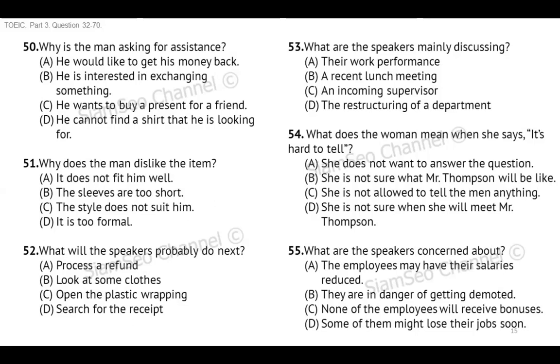Number 50. Why is the man asking for assistance? Number 51. Why does the man dislike the item? Number 52. What will the speakers probably do next?